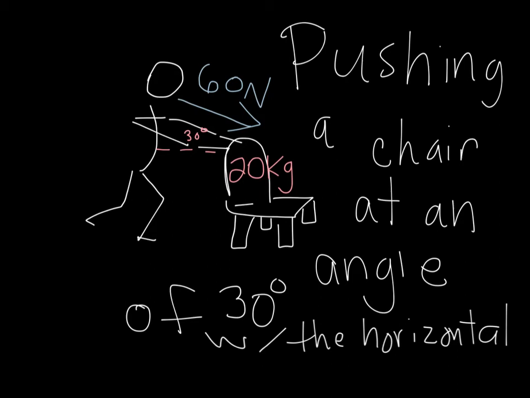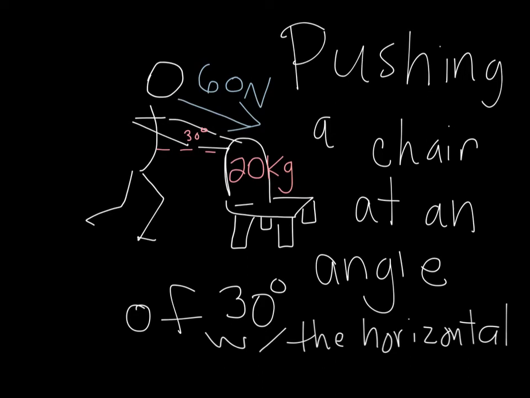Okay, so this is Mrs. Black. Let's pretend you're pushing a chair, a 20 kilogram chair, at an angle of 30 degrees with the horizontal. Alright, so the force that you're pushing it with is 60 newtons. So then you can see 60 newtons there in the blue pushing down on the chair at an angle of 30 degrees. Alright, so this is what you would be looking at.